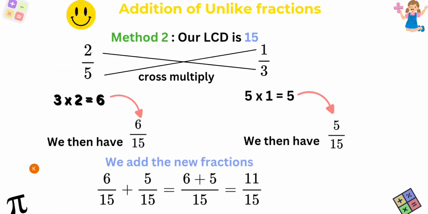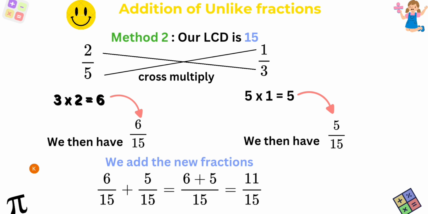Method 2. Our lowest common denominator is 15. We use the numerator of the first fraction to multiply the denominator of the second fraction, and also the numerator of the second fraction to multiply the denominator of the first fraction, and it is cross multiply. We have 3 multiplied by 2 equals 6 and 5 multiplied by 1 equals 5. So having multiplied it, we have 6 over the LCD, the lowest common denominator, and 5 over 15 respectively. So we now add the new fractions.